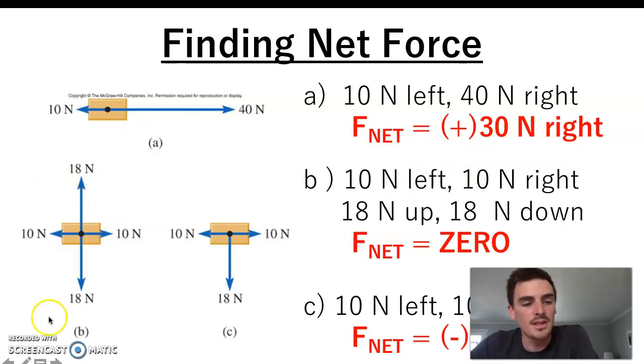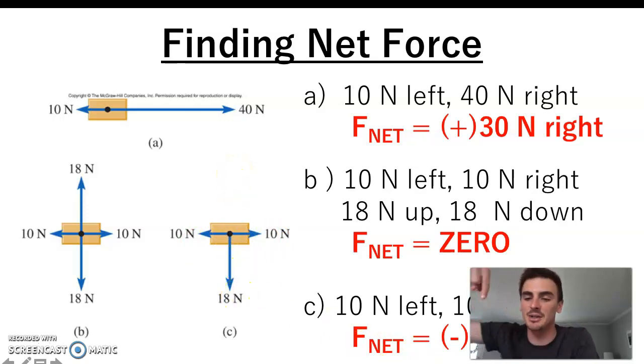so the box would move to the right. This example here, B, is an example of balanced forces because 18 up and 18 down cancel out, and 10 to the left and 10 to the right cancel out, so there's no net force, so that box will just stay at rest. The last example, C here, 10 to the left and 10 to the right are going to cancel out, but there's no upward force to cancel out the downward force, so the net force would be 18 newtons in the downward direction, which would mean that that object would speed up as it falls down.